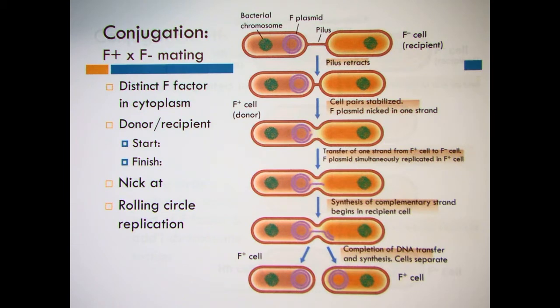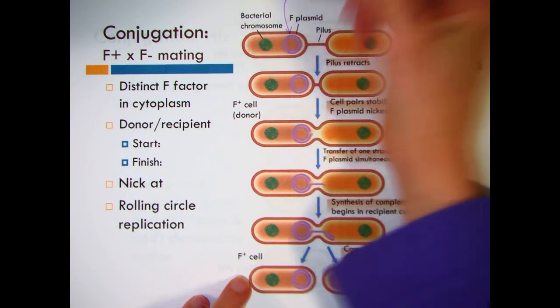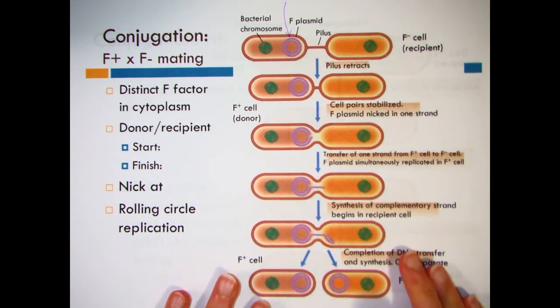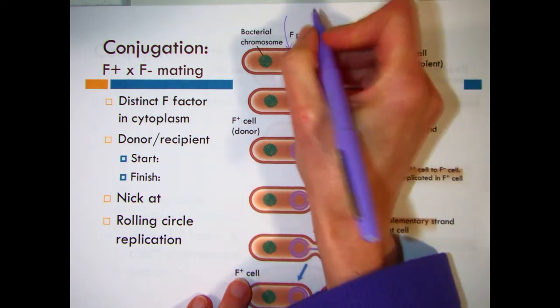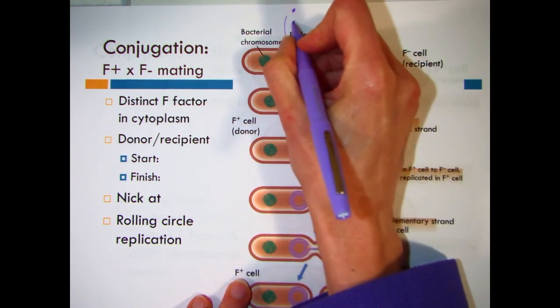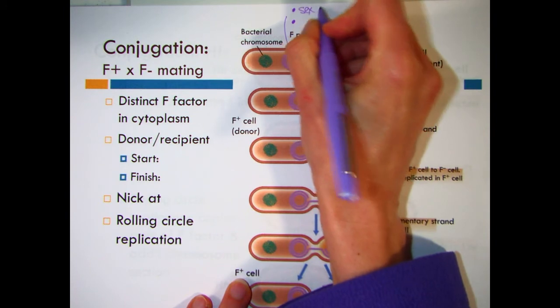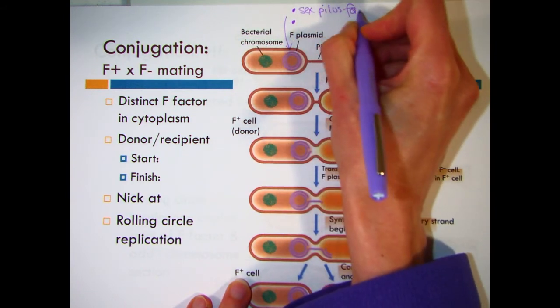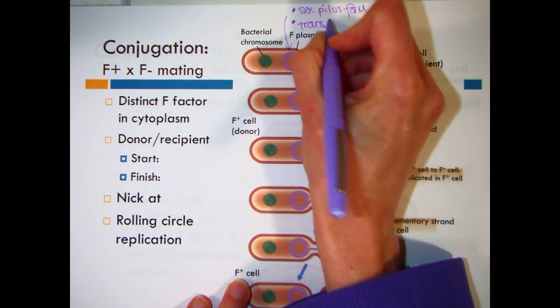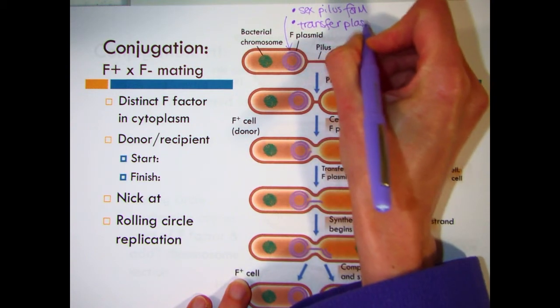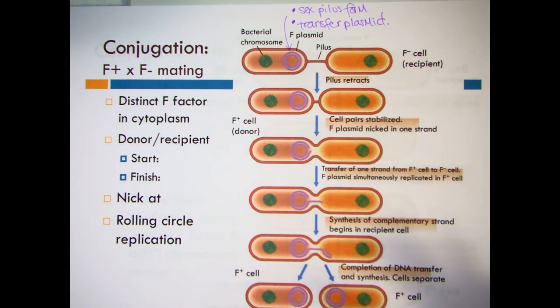Okay, so we're going to learn about two different kinds of conjugation. The first one is called F plus F minus. Here is the F plasmid. It is this attractive purple shade. And you will remember that the F factor, or the F plasmid, has to have two things. It has to have the genes to form the sex pilus, and it has to have the genes to transfer the plasmid. The F plasmid or the F factor has both of those.